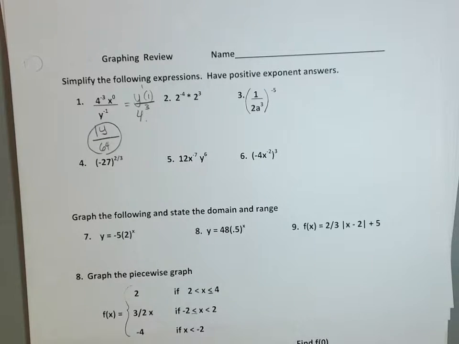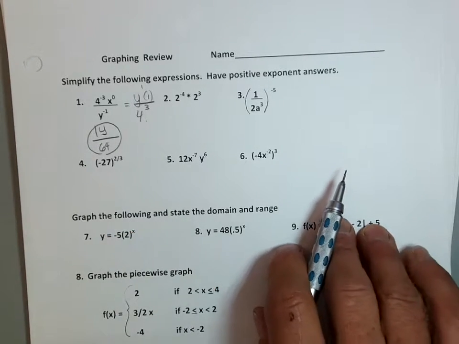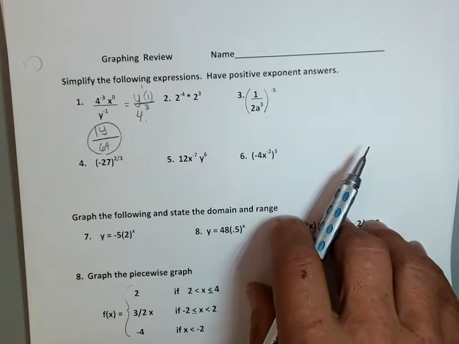Okay. All right. Number 2. Okay, so thumbs up on number 1. So if it's a negative exponent, just move it.